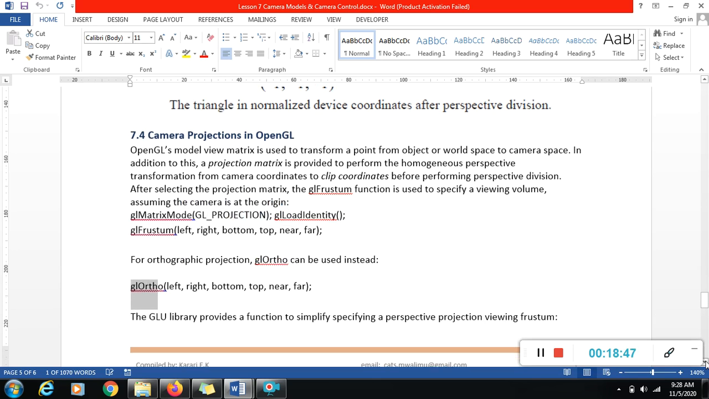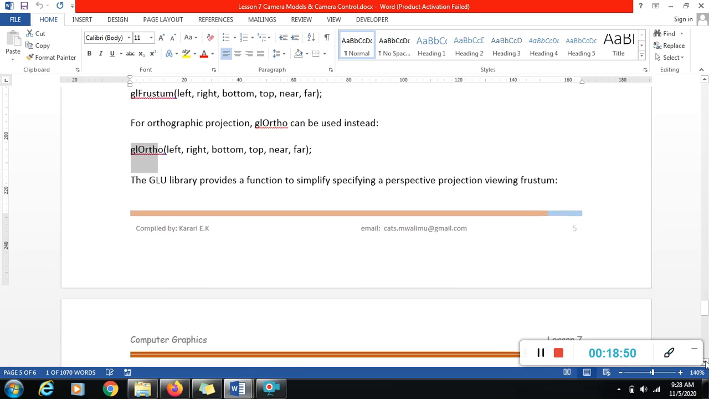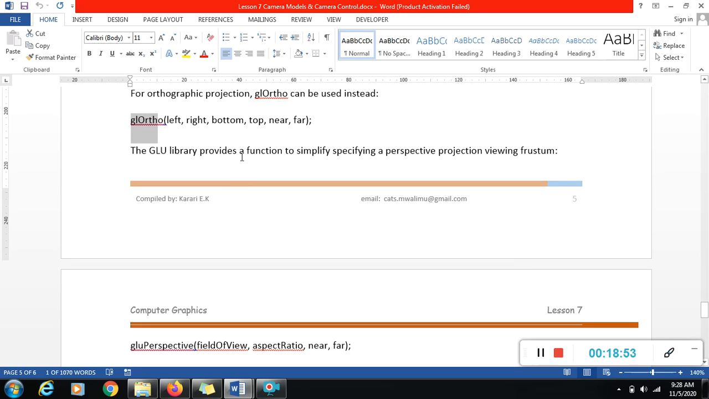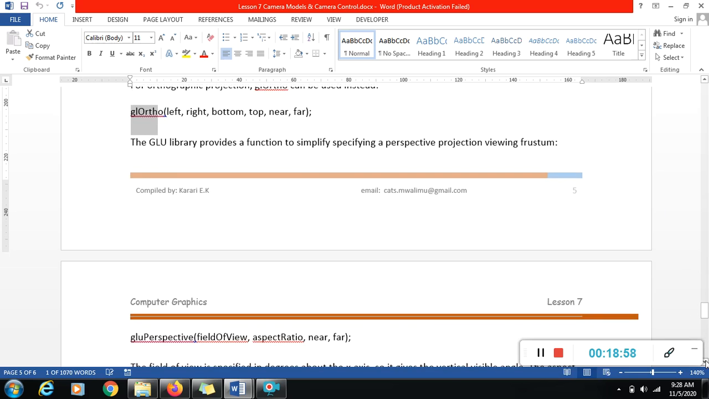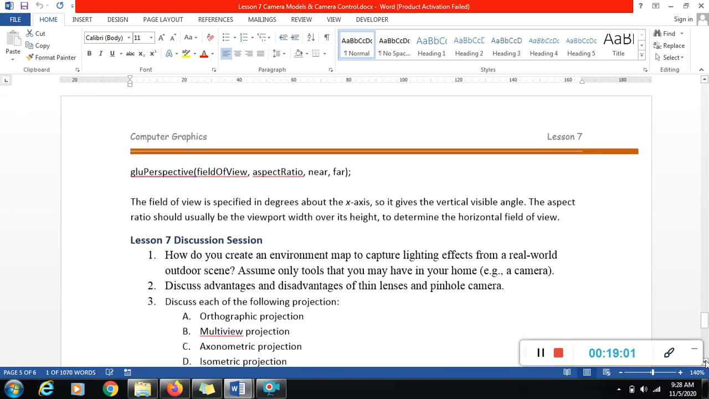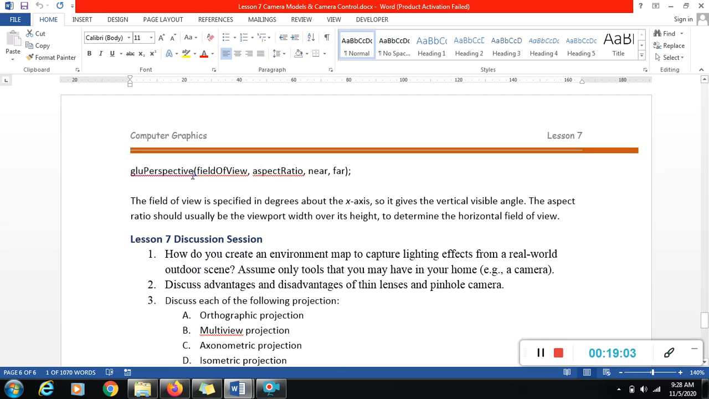The graphics library utility, the GLU utility library, provides a function to simplify specifying a perspective projection viewing frustum, which is what you can see here: field of view, aspect ratio, near, far, and of course the function. The field of view is specified in degrees about the x-axis, so it gives a vertical visible angle. The aspect ratio should be the viewport width over its height, to determine the horizontal field of view.